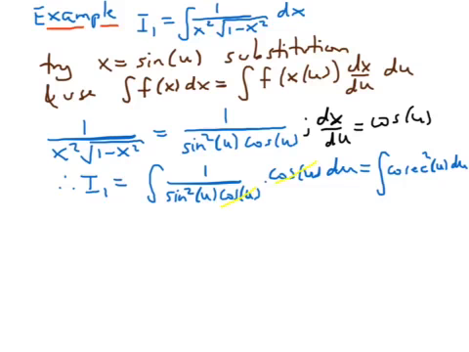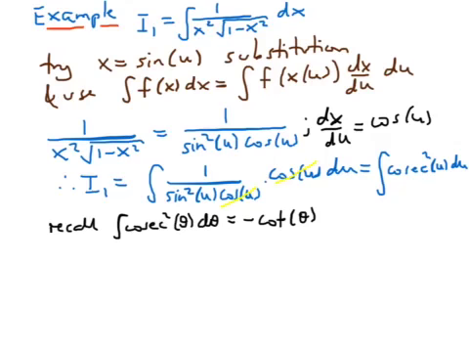So that's our integral in terms of the new variable, and when we look at this we hopefully recognize this as a standard integral. So let's just recall that the integral of cosec squared theta d theta is minus the cotangent of theta, something that you can easily check by differentiation.